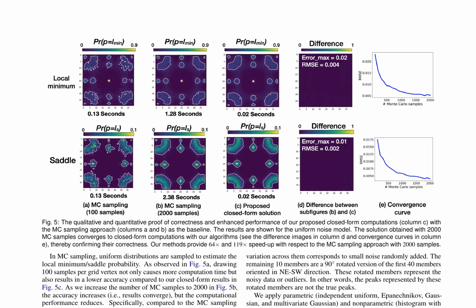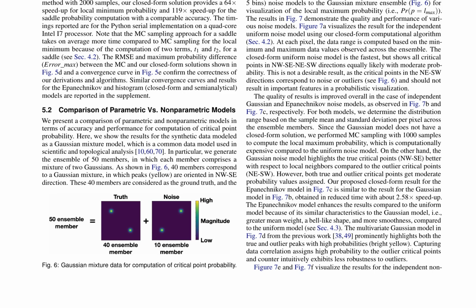Here is a combined summary of pages 7 and 8 of the research paper. The authors present a novel approach to computing critical point probabilities in topological data analysis, TDA, using closed-form computations. They demonstrate the correctness and enhanced performance of their proposed method compared to the Monte Carlo (MC) sampling approach. The results show a 64 times and 119 times speedup for local minimum and saddle probability computations, respectively, with comparable accuracy.